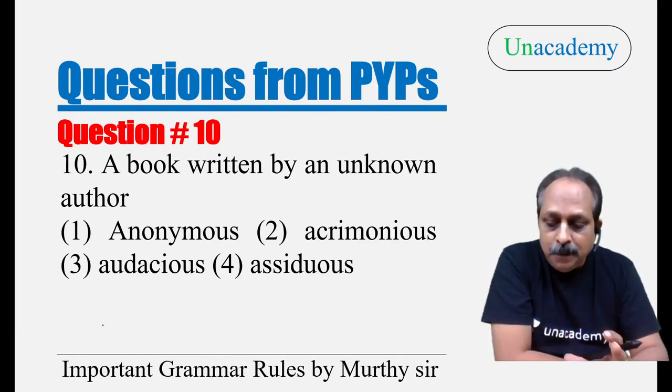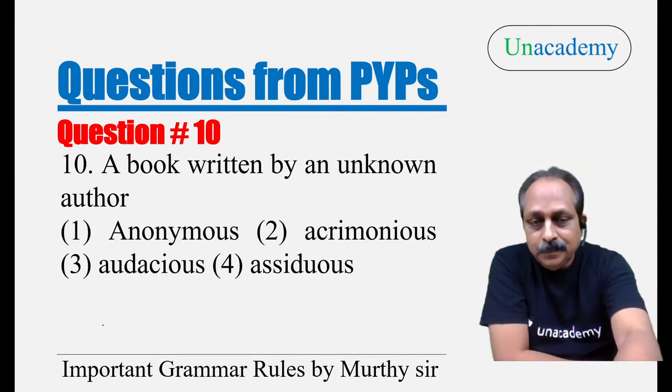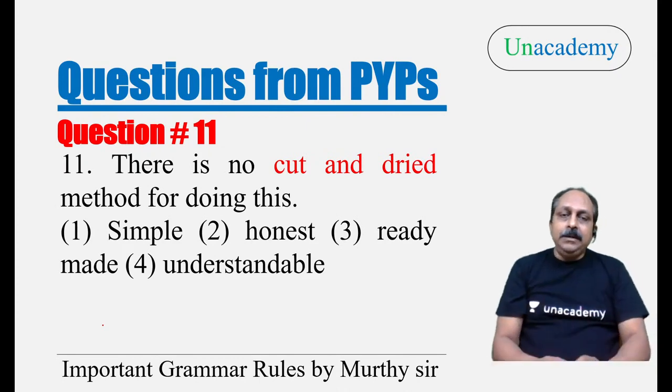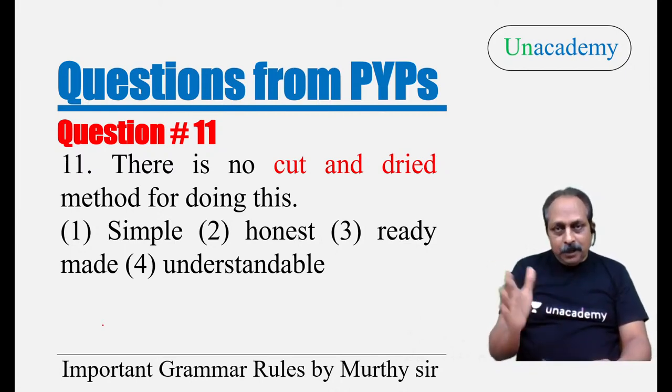Assiduous, very careful, someone who is careful, diligent, cautious, plans everything. Assiduous is the right word. Now let us go to 11 to 15. They deal with idioms. Pristine means pure, immaculate, perfect, without any flaws, flawless.